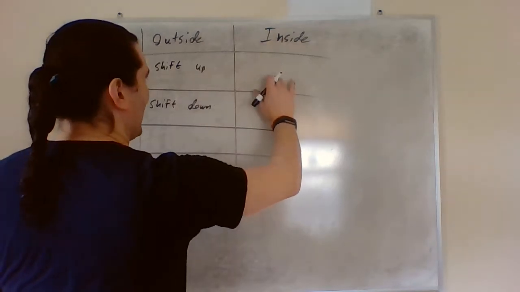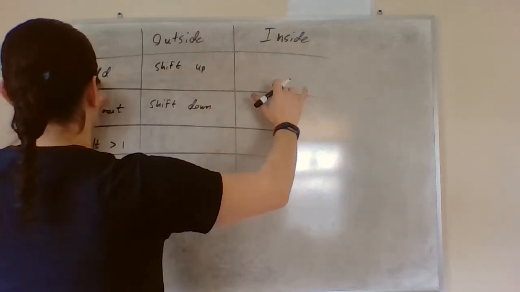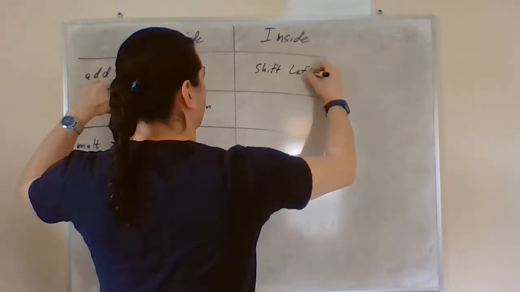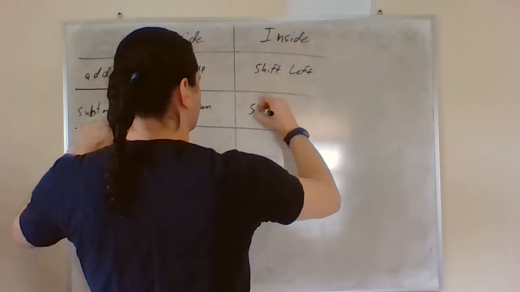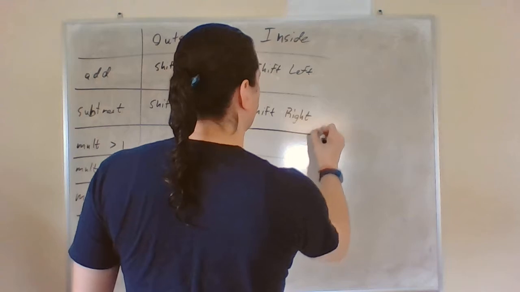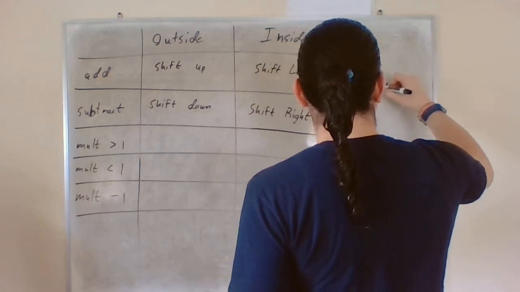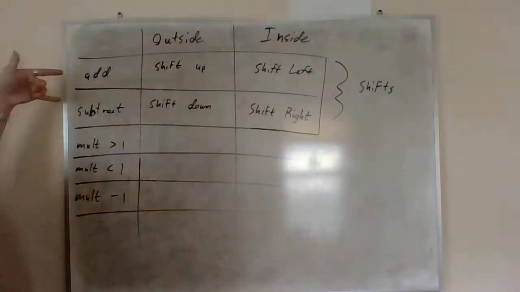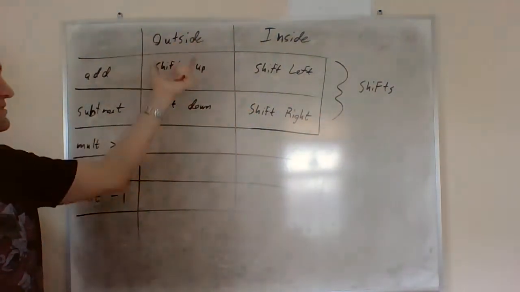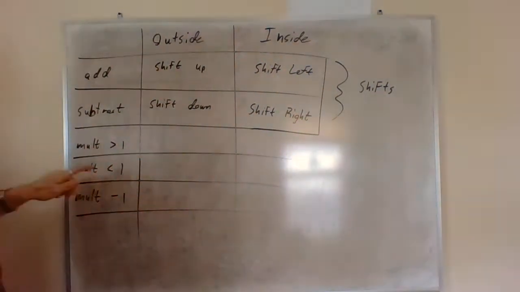When we add on the inside, that's when we're going left and right, and that's the one that's sort of backwards. So this is going to shift left, and when we subtract on the inside, this is going to shift right. So this is our shifts category. All of the addition and subtraction, it's all shifts. Outside is vertical, inside is horizontal. That's all of that.